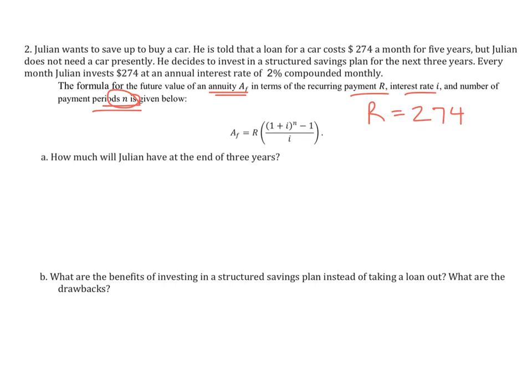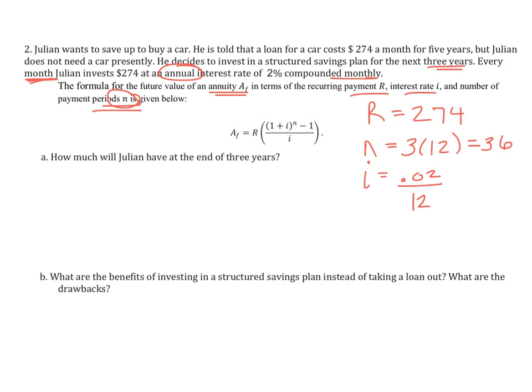He's doing it for 3 years, but every month. If you see in here, he decides to invest in a structured savings plan for the next 3 years, and every month he invests it. So N is really going to be 3 times 12, which is 36. Then for the I, you have to realize that this interest rate of 2%, first off, I'm going to change it to a decimal, needs to be broken up into months. Right now, the interest rate is an annual interest rate, but they're doing it monthly. So we have to divide that by 12 before we do anything with it.